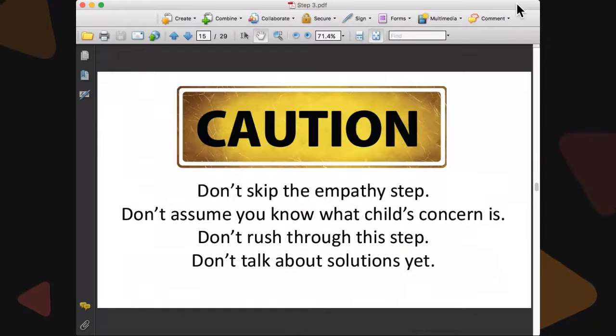You can't assume that you know what your child's concern is. And the other caution is when you're in the empathy step, which is step one, you don't want to start coming up with different solutions. That can be almost like a knee-jerk reaction, because as parents, as teachers, we want to fix things. We want to solve things, right? But we are much more effective if we wait until we really have all these other steps in place before we start brainstorming any solutions.